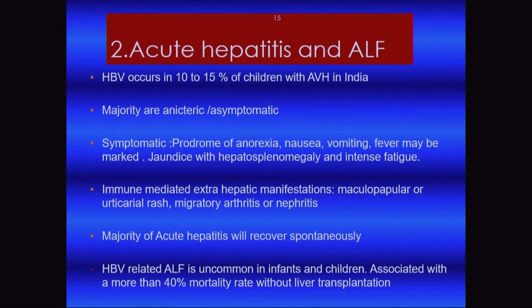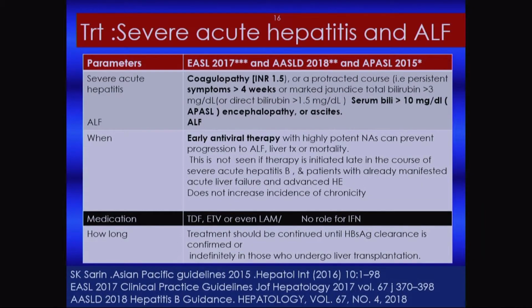Perinatal transmission requires treatment. What about acute hepatitis and ALF? Acute hepatitis and ALF, who requires treatment? Only those who have severe acute hepatitis. That means coagulopathy, encephalopathy, ascites. APASL says bilirubin more than 10 milligrams %, and prothrombin time prolonged. That group, they have found that if you treat, probably you can prevent them from going in for chronicity. But you know, not very clear, but all the guidelines, whether EASL, AASLD and APASL, feel severe acute hepatitis, you can treat them. And how long will you treat? You have to treat till HBsAg clearance or indefinitely or till they go for a liver transplant.